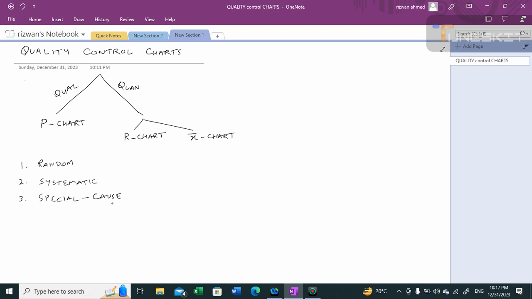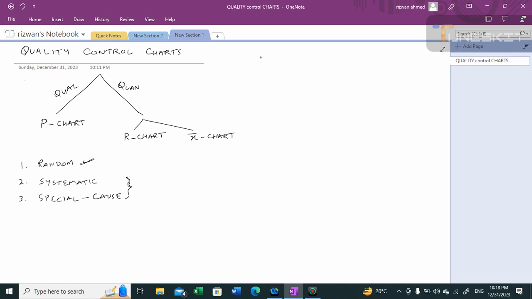So these three types of variation are usually there in the data. Random variation we expect to occur in a process, but as far as systematic and special cause variation are concerned, it is not a good thing for the process that we are observing. Systematic variation can be controlled. Special cause variation cannot be controlled because it is beyond our control. It is due to natural disasters mainly.